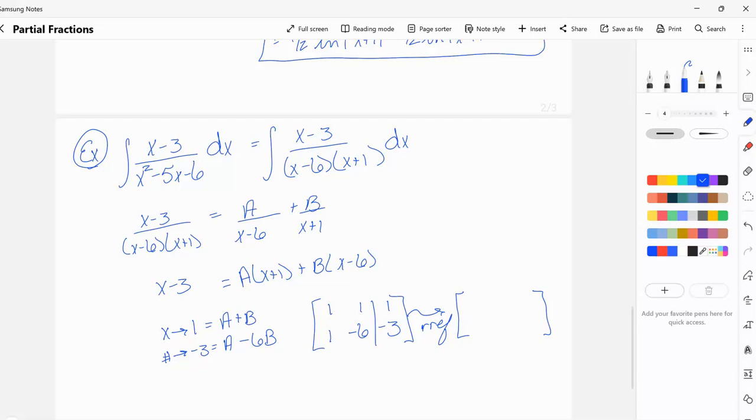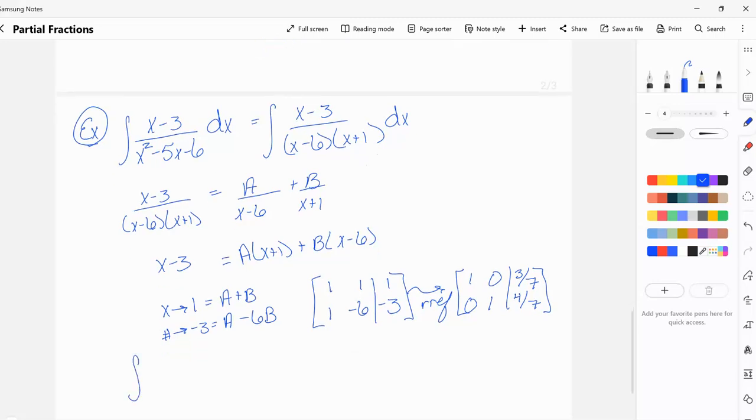And this one has some fractions in it. So I'm going to have the calculator turn that into fractions, not that decimal that never ends. So A is 3 over 7 and B is 4 over 7. So what we really want to integrate right here would be 3 over 7 over x minus 6 plus 4 over 7 over x plus 1.